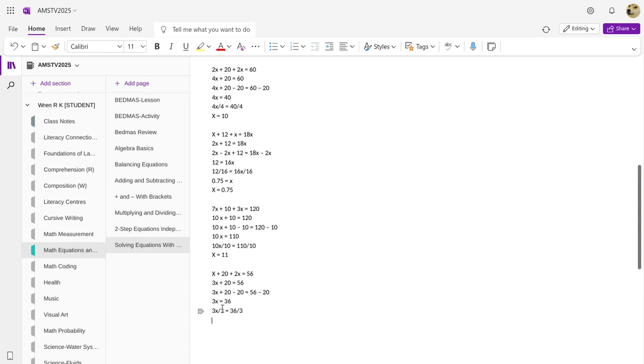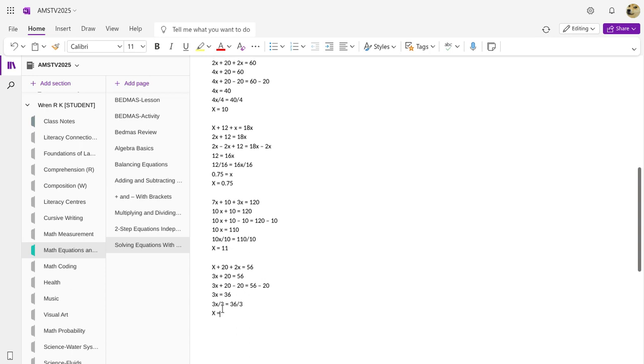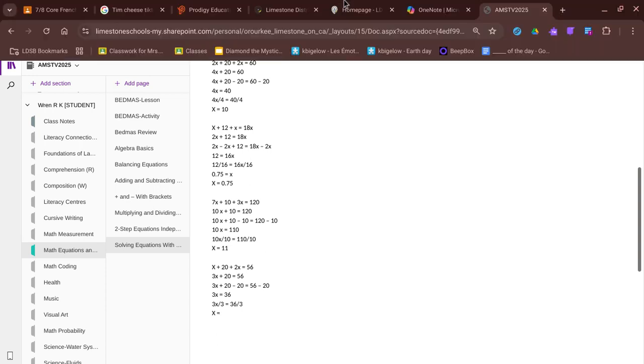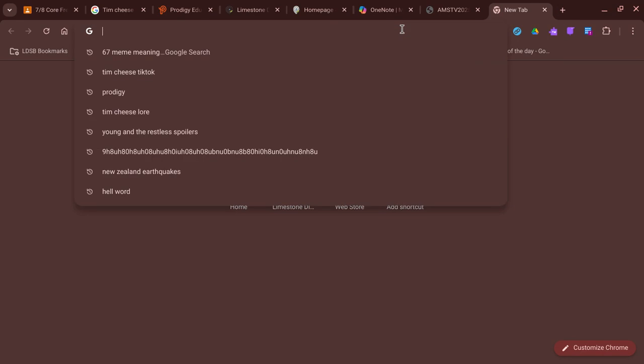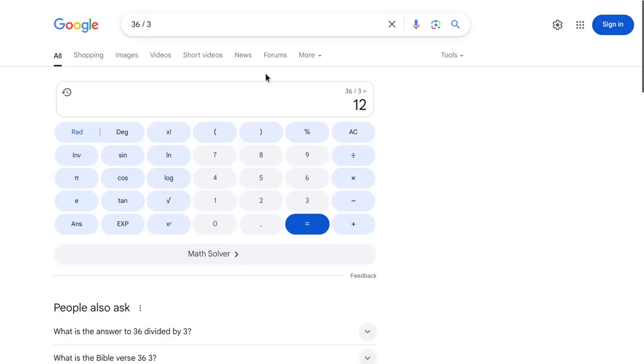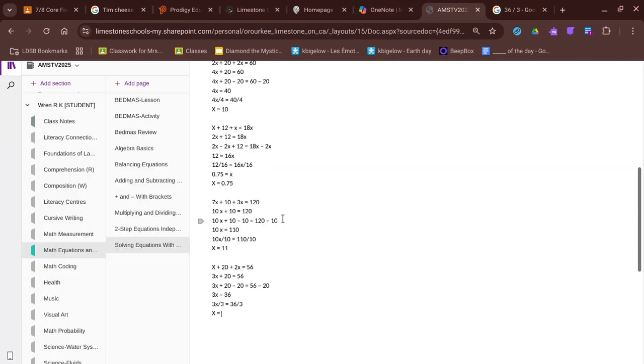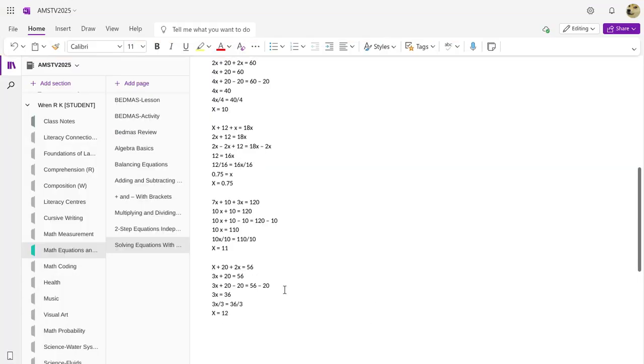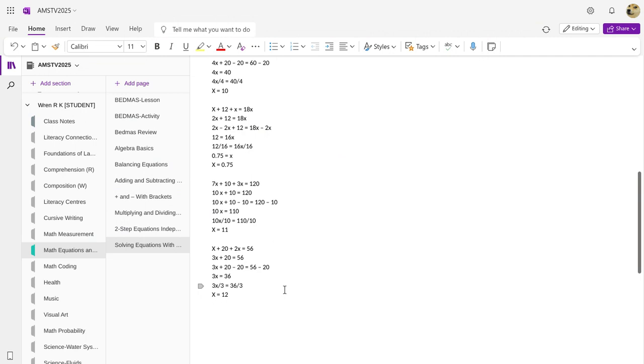Now x equals... I don't actually know how. 3x means 3 times x, so you get rid of the times by dividing. Yep, so I gotta divide. 36 divided by 3 is 12. So x equals 12.